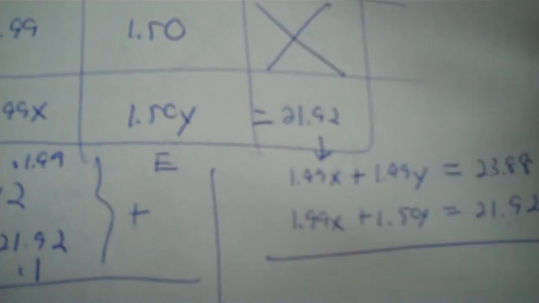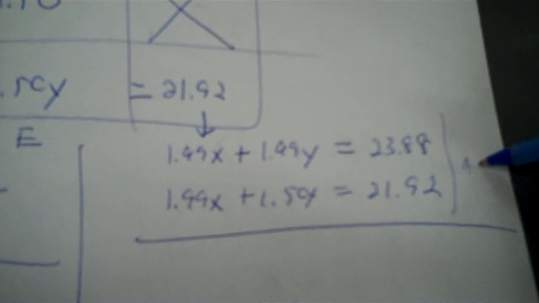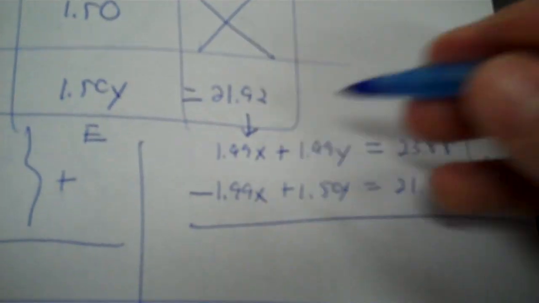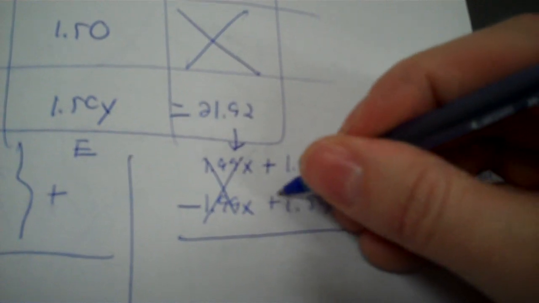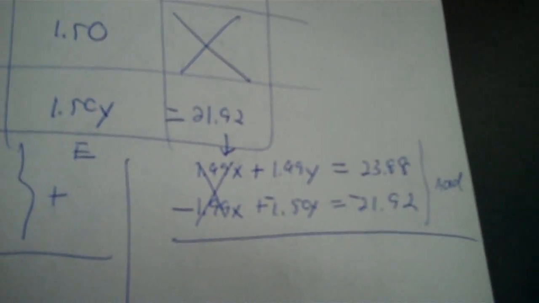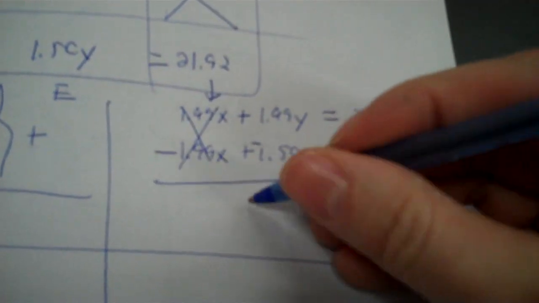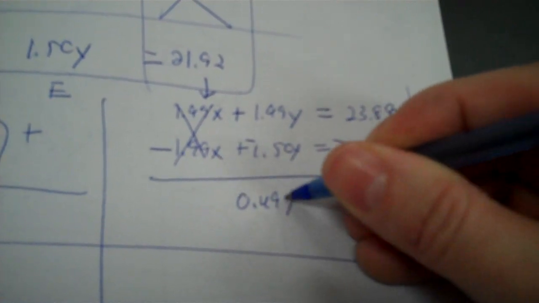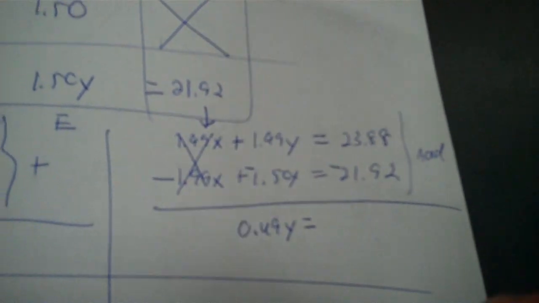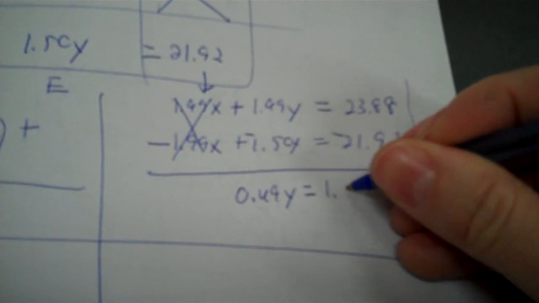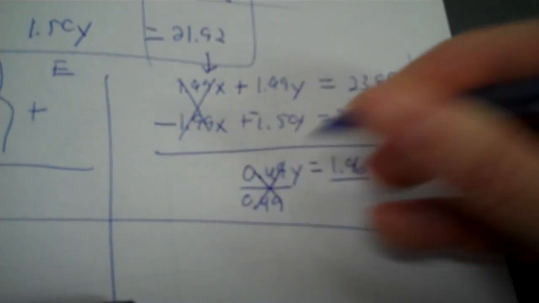Now here I got the same number, but we got to make them the opposite so that they add to 0. So making it negative means that those add to 0. But then I got to make the rest of the equation opposite. So I take 1.99 plus negative 1.50, 0.49y. Put the whole decimal. 23.88 plus negative 21.92, I got 1.96. Now remember, when you divide, we got to divide by the entire decimal, 0.49.